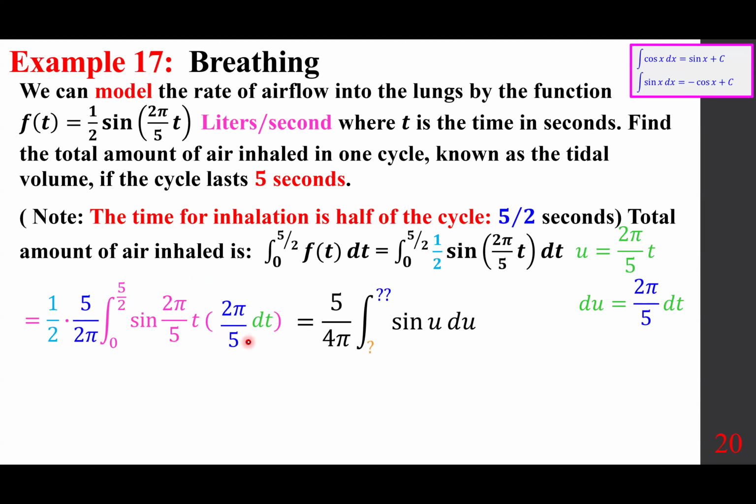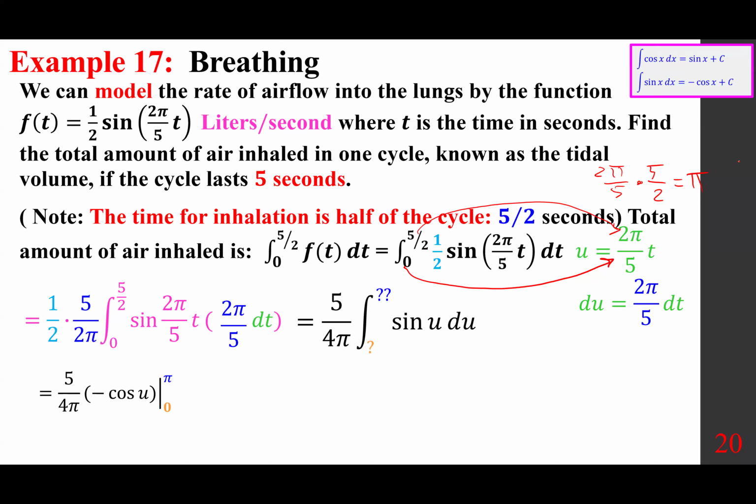But I'm not writing the limits yet, because these limits, 0 and 5 halves, are not the same here. So what do you do? You plug in here. If I plug in 0 here, I get 0. So the lower limit remains as 0. But what if I put 5 halves here? I get 2 pi over 5 times 5 halves. So the upper limit is pi.